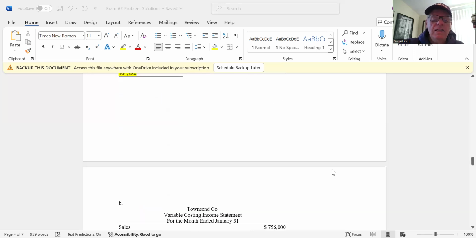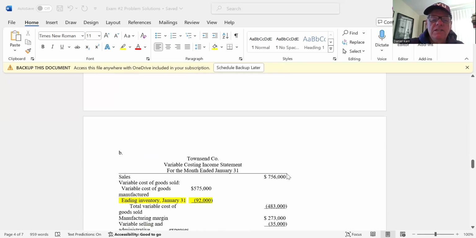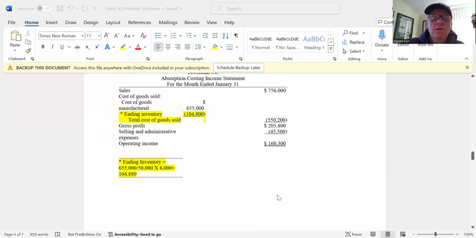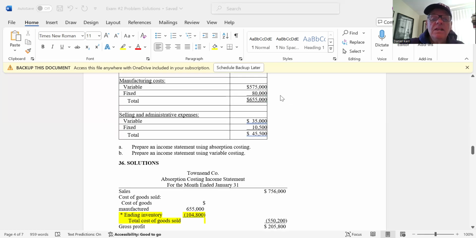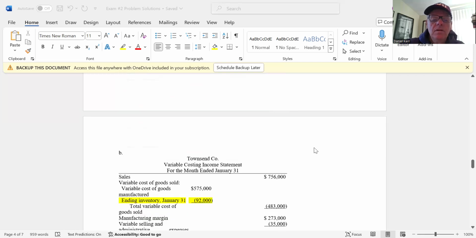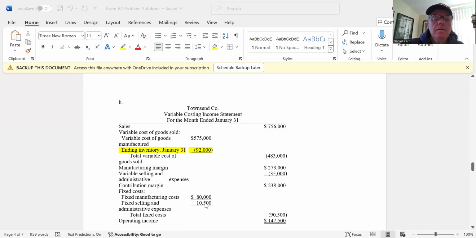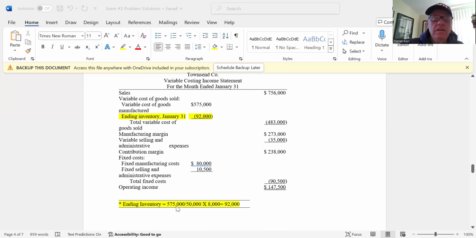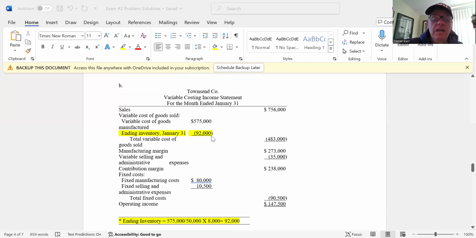So let's now take a look at the variable cost income statement. Sales remains the same, but the variable cost of goods sold, they had told us up above, was 575,000. But you still have to consider the ending inventory. So you take 557,000, which is the variable cost of goods manufactured, divided by 50,000, times 8,000. That gives us 92,000 as the value of the ending inventory.